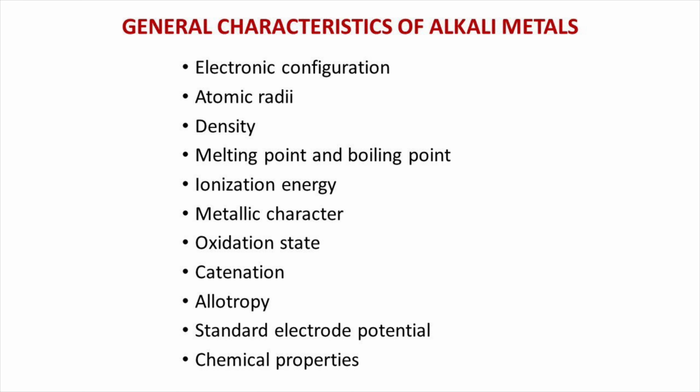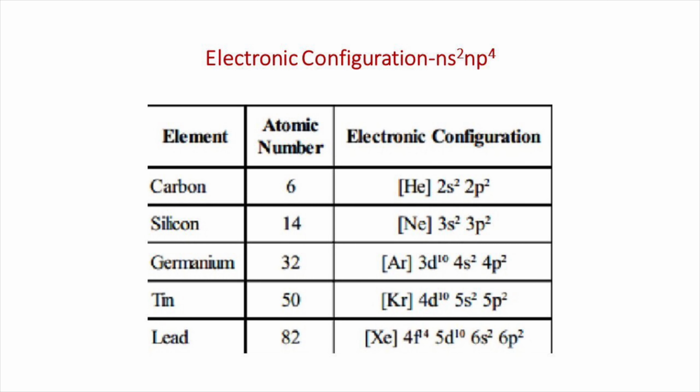Here we discuss some aspects of group 14 elements. These include electronic configuration, atomic radii, density, melting point, boiling point, ionization energy, metallic character, oxidation state, catenation, allotropy, standard electrode potential and chemical properties. Firstly, electronic configuration. The general valence shell electronic configuration of group 14 elements is ns2np2.